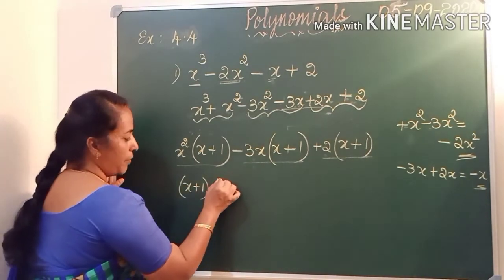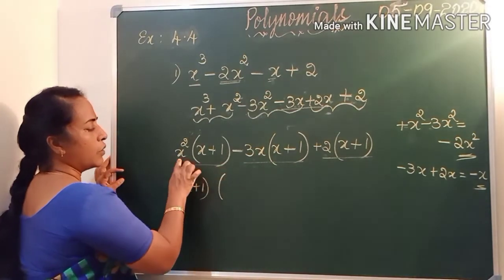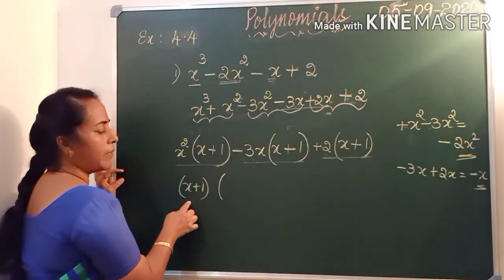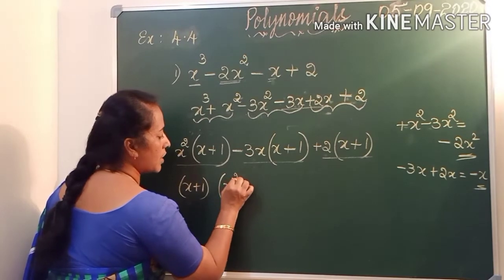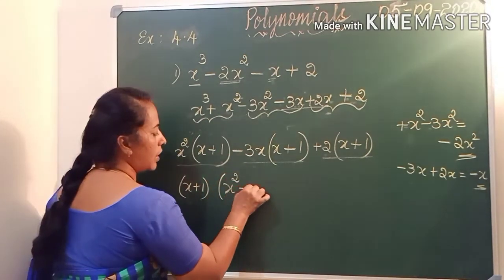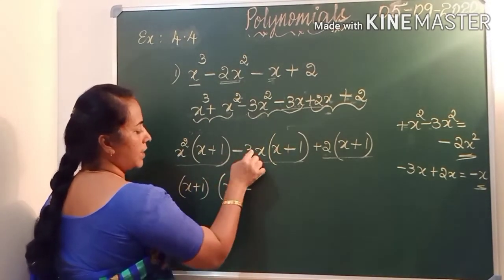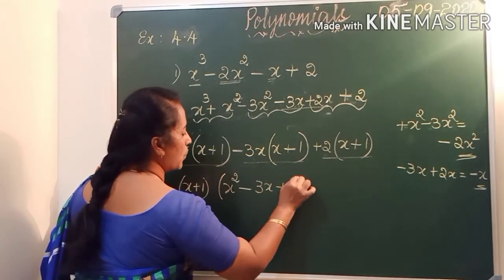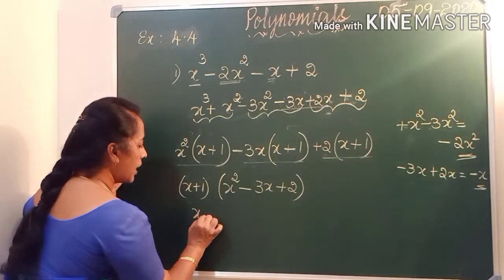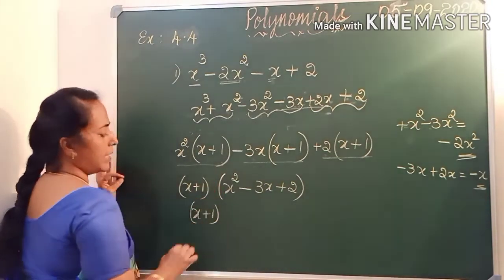So take outside the common factor. Now open the bracket. Here each term should be divided by the common factor. This to this will be cancelled. So in the first term, x square is there. In the next term, this will be cancelled, minus 3x. In the third term, plus 2. Now again, write this as it is.